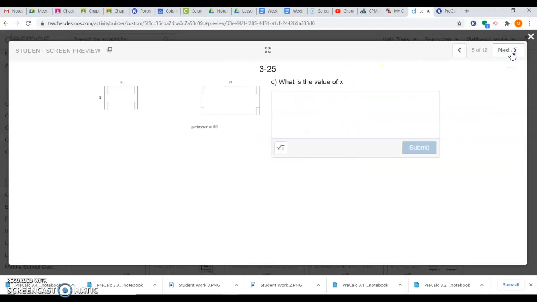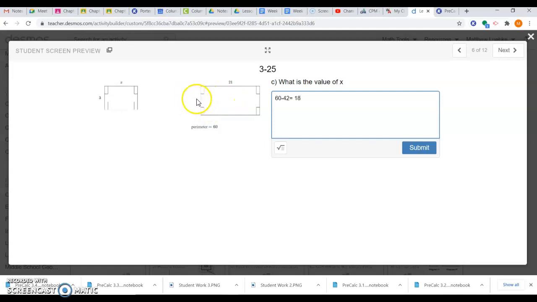Now we look at a problem like C, a little tougher here. I know that this is 21 up here. I know that this would be 21 down here because it's a rectangle, which means 42 of my 60 perimeter is taken up between the 21 and the 21. So I have 60 minus 42, which gives me 18. So I have 18 units of length left to add into this rectangle.